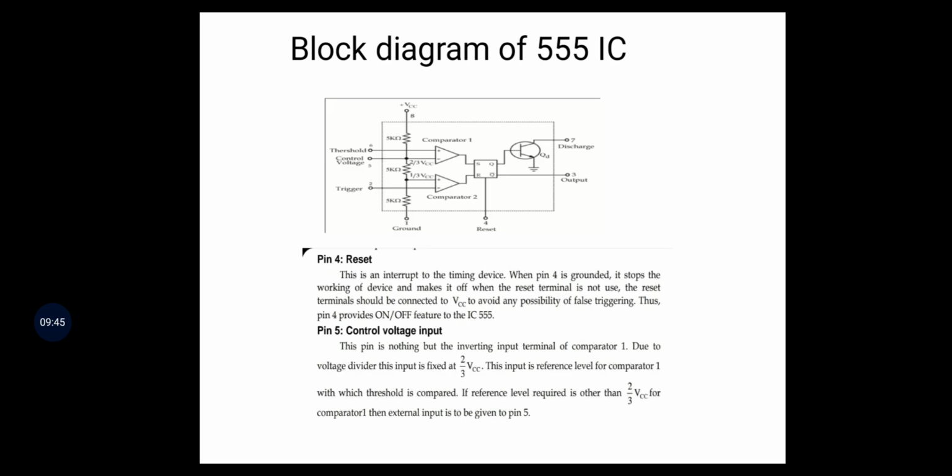Reset pin means irrespective of the timer circuit, if you apply the reset, which is active low, we apply 0, then the timer circuit is reset. This is an interrupt pin. When pin 4 is grounded, it stops the working of the device. It is an active low input. When we apply the 0 input, it stops the working of the device and turns it off.